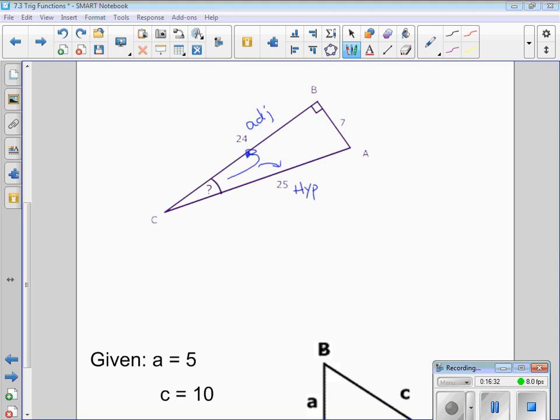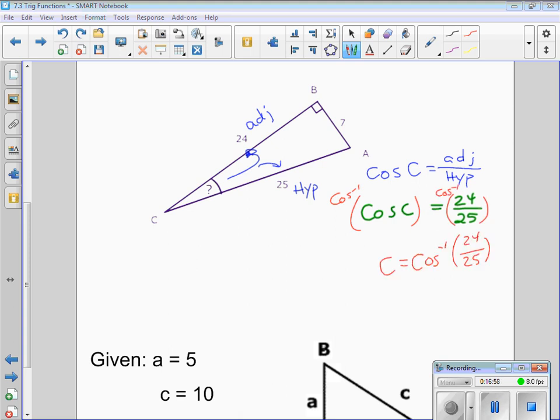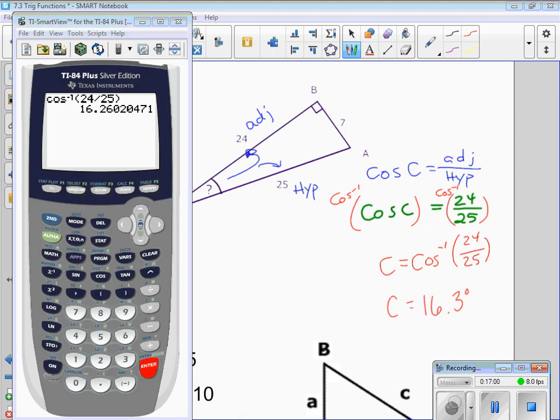So I'm going to label my pieces in the sense of what I think they're called, adjacent to hypotenuse. Now, if you didn't pick cosine, no worries. See if we come up with the same answer. If we did, that's a great experience for you to see it doesn't matter. Now, I need to break that bond from cosine and C. I'll break that bond by applying cosine inverse to both sides. It's time for our calculator. All right, turns out that it's 16.3 degrees.